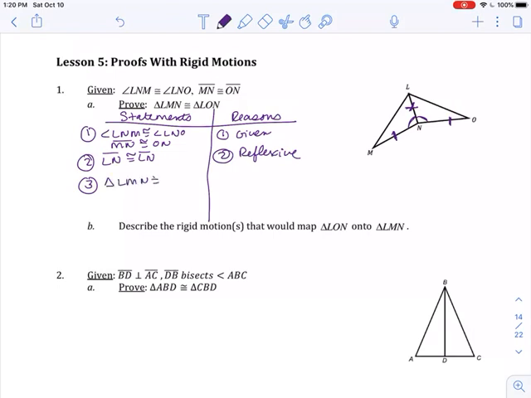If you see, I have 2 sides and the angle between the 2 sides. So my last step is what they wanted me to prove. Triangle LMN is congruent to triangle LON, and the reason is side angle side.